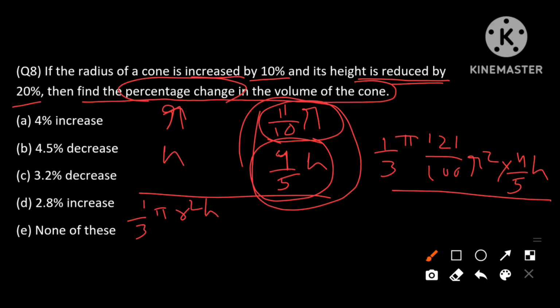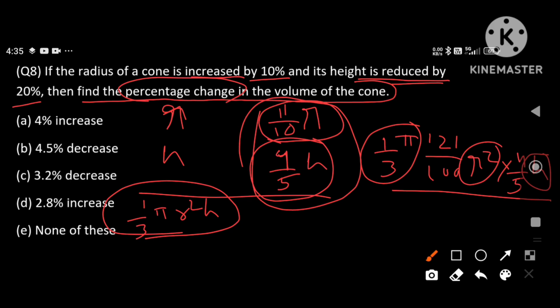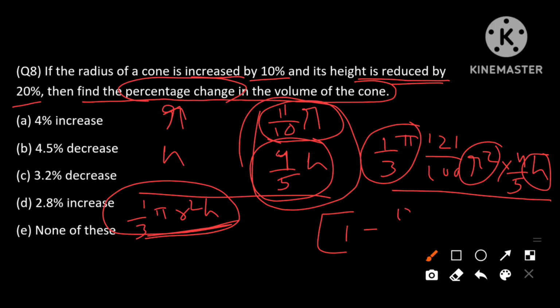To find the percentage change we need to find the difference between these two. This is common in both, 1/3 π r² h also. So taking that common, we are left with 1 minus 121/100 times 4/5. So this is the actual change. To find the percentage we need to multiply it with 100.